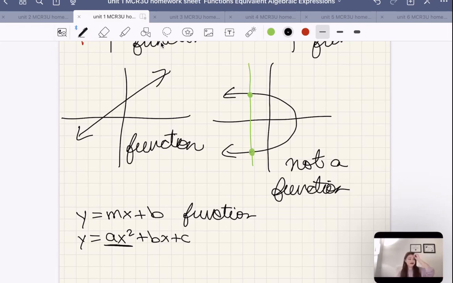If I multiply any two numbers together, there's no way to get two different answers by multiplying the same two numbers. bx is kind of the same as mx, right? It's just multiplying x, some number, with some other number. And then when we add those two things together and also add c, if we add three things together, is there any way to add the same three things together but get two different answers? Well, no, there's no possible way of doing that. So this is also always a function.